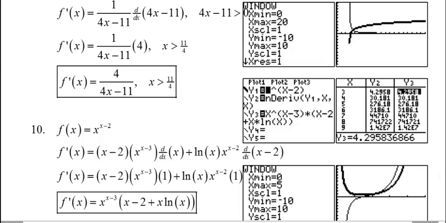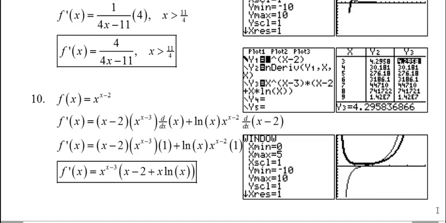Okay, and for this one, normally in a function like this where we have variable base and exponent, we're only going to define it for positive values of x, although I guess some negative values would make sense. We're only going to look at it for positive values of x. And so we look at the graph here and we see the original function is here, the darker one, and the derivative is here. If x is 0, it's undefined.